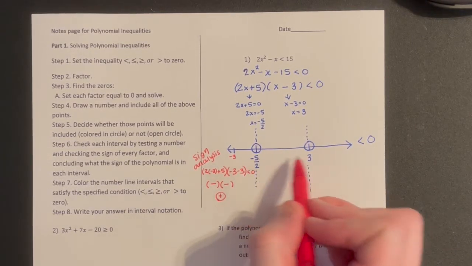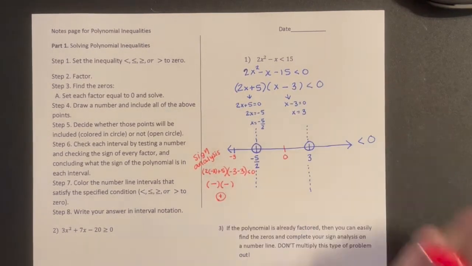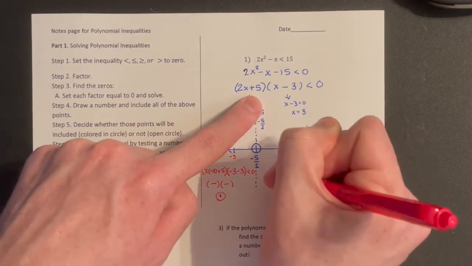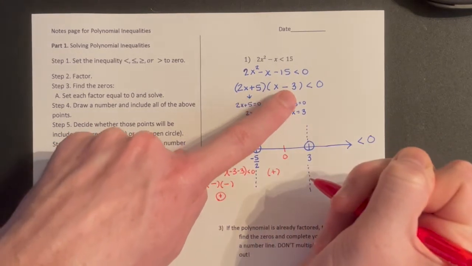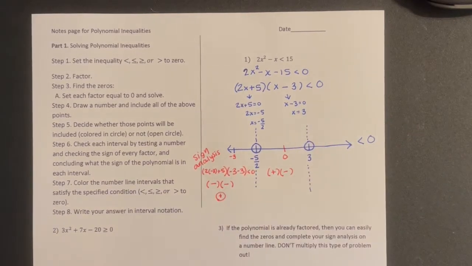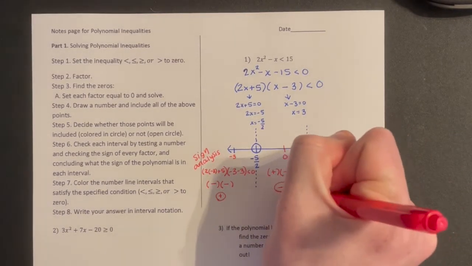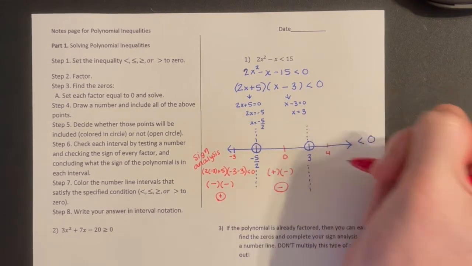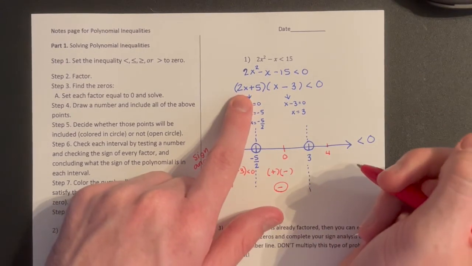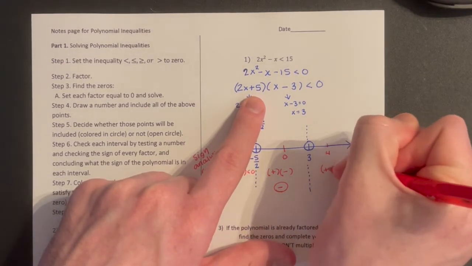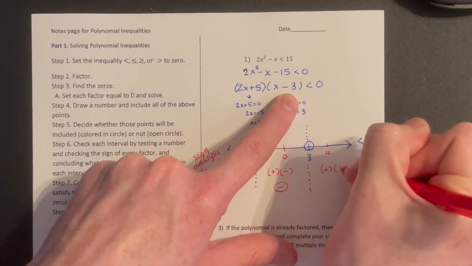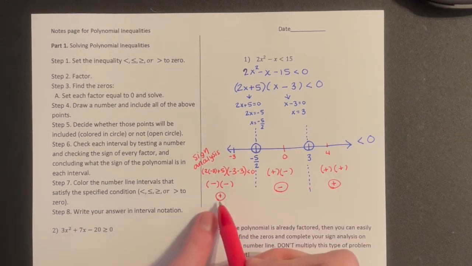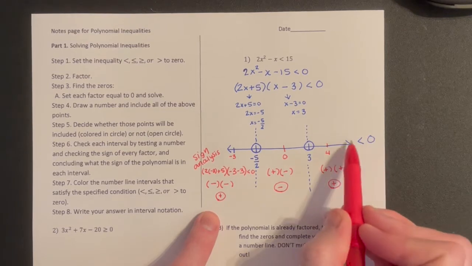Then we pick a number in the middle. An easy one to pick is 0. And I can plug 0 in. When I do that, that'd be 2 times 0 plus 5, which is positive, and 0 minus 3, which is negative. A positive times a negative is negative. And then we pick a value to the right of 3, so 4. And we plug that in. 2 times 4 is 8. 8 plus 5 is still positive. 4 minus 3 is still positive. And then positive times a positive is positive. So our sign analysis shows that the only area that is below 0 is that middle section.